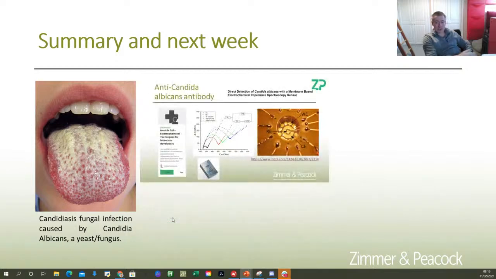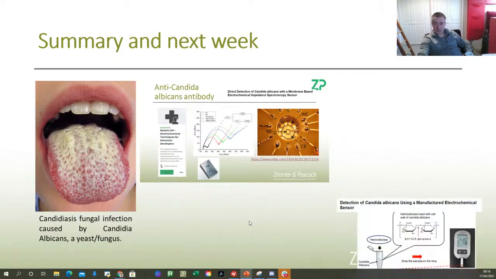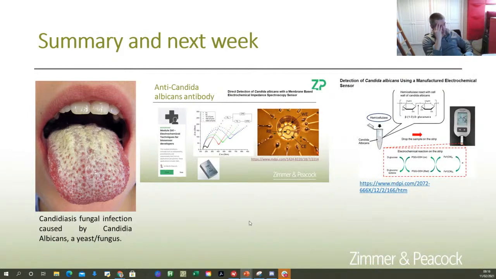So next week we are going to revise impedance spectroscopy, because we can probably detect the binding of the pathogen using its antibody. It's also quite good because we can look back at glucose sensing as well, because glucose sensing is still the biggest application of biosensing in the world. So it's quite nice that we can use the detection of Candida albicans as an excuse to also look at glucose sensors again. I think it's quite nice to go back over that work.